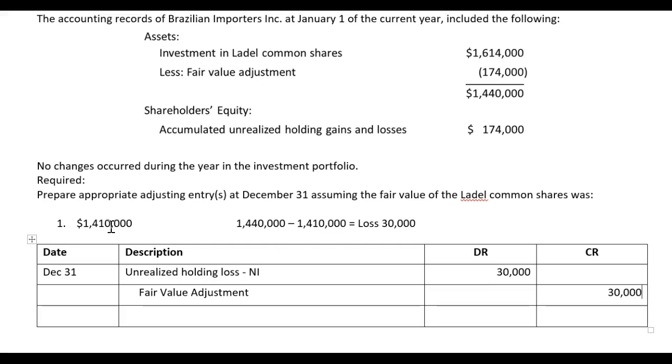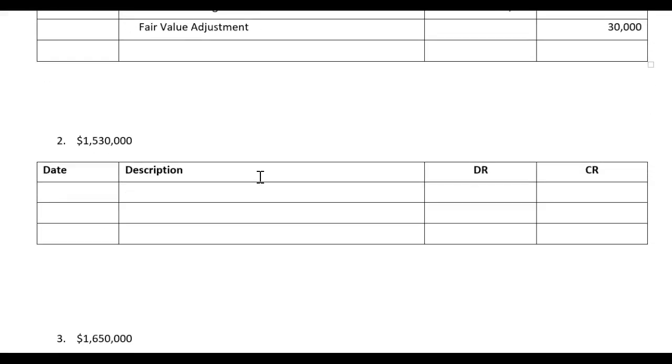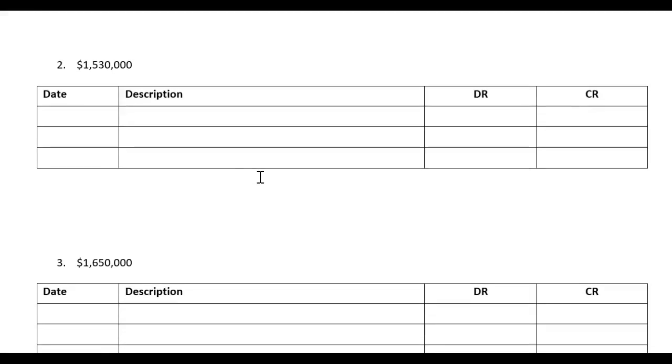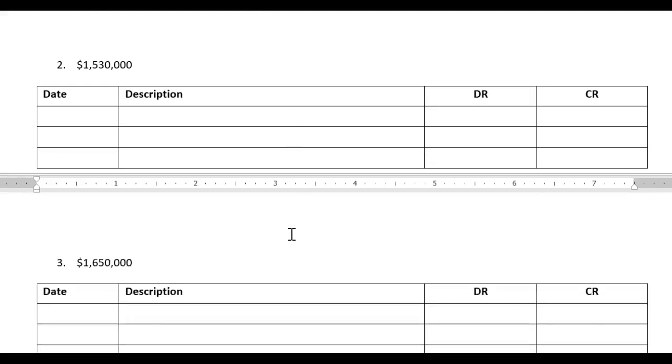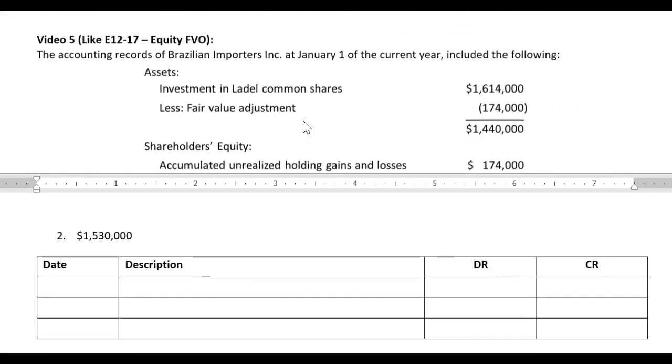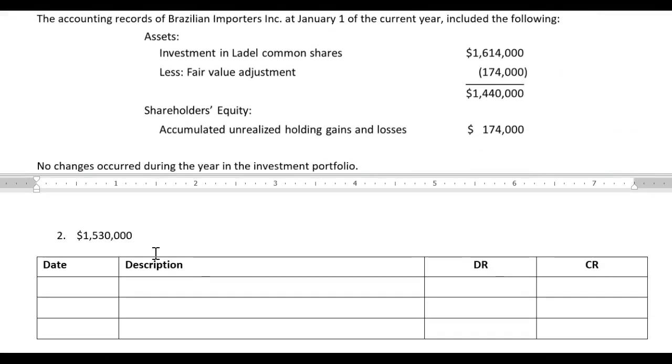All right, so let's ignore that happened. Reset, we're still at the 1,440,000. Let's look at option 2. Well, what if we got to the end of December 31st and it actually shows up as 1,530,000? So to view this a little bit better, let's split our screen here and put that 1,530,000 on the bottom and go back up to our information at the top so that we can keep that in view.